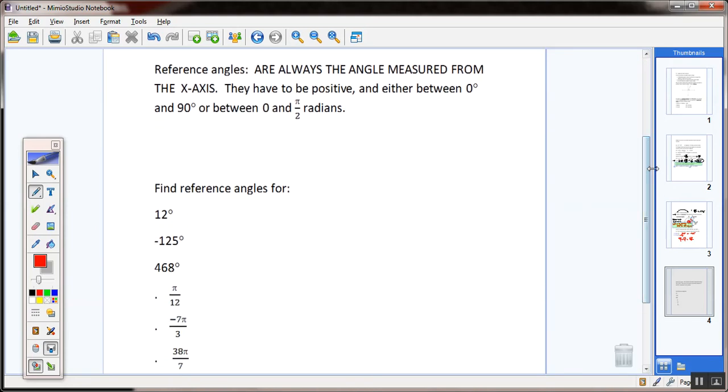This is an important one. Reference angles. Reference angles are always angles measured from the x-axis. Okay, so it's kind of an initial position. They have to be what? Positive. They have to be positive and either between 0 degrees and 90 degrees or between 0 and pi over 2 radians. Okay, this is where things get kind of interesting for us. I want you guys to open up your books, the page, I think it's like around 245 or 246.